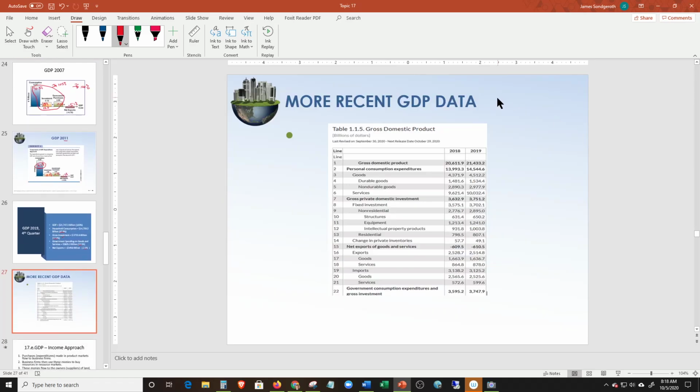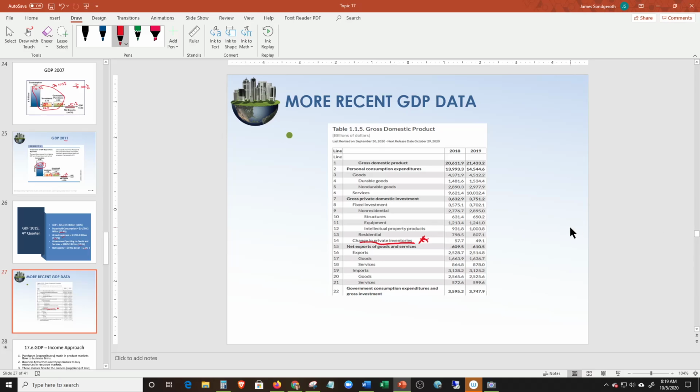And here is the data from 18 and 19. You can see they've broken them down a little bit more. And I want to get to this change in private inventories, which is very important in our discussion here, okay?